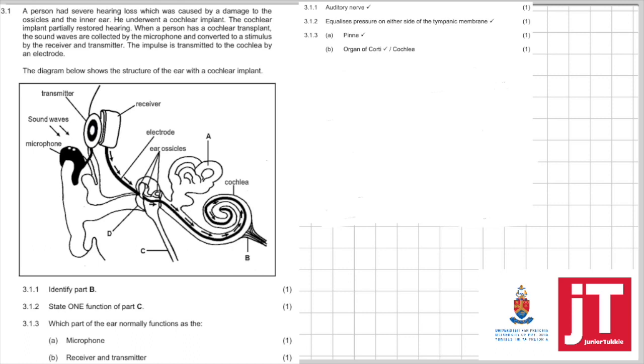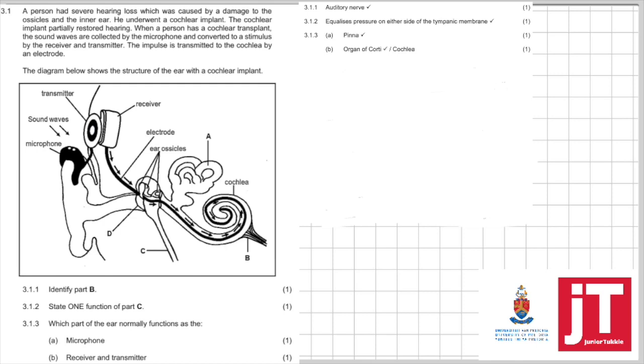3.1. A person had severe hearing loss, which was caused by damage to the ossicles and inner ear. He underwent a cochlear implant. The cochlear implant partially restored hearing. When a person has a cochlear implant, the sound waves are collected by the microphone and converted to a stimulus by a receiver and a transmitter. The impulse is transmitted to the cochlea by an electrode. The diagram below shows the structure of the ear with the cochlear implant, as you can see it here in the diagram.